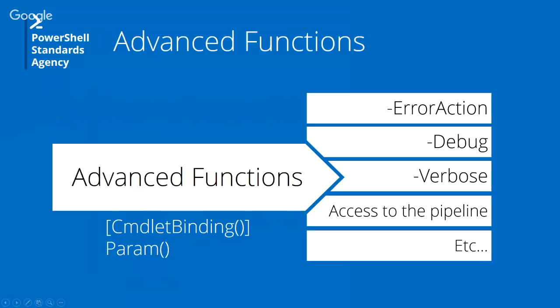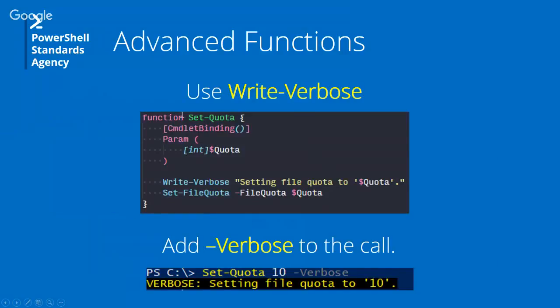So, and it also gives you access to the pipeline, which is really important too. So what we're going to do, first of all, we're going to look at the debug and the verbose parameter, particularly the verbose one first, and what it does. So if you have an advanced function, and the user calls it with the dash verbose parameter, what happens is any write verbose statements that you have in your function will actually be executed.